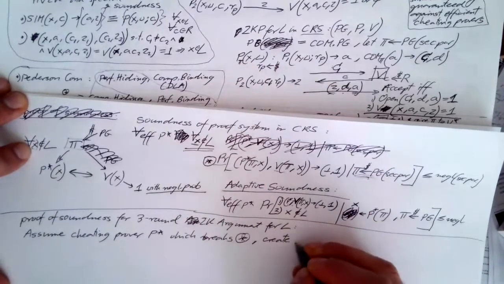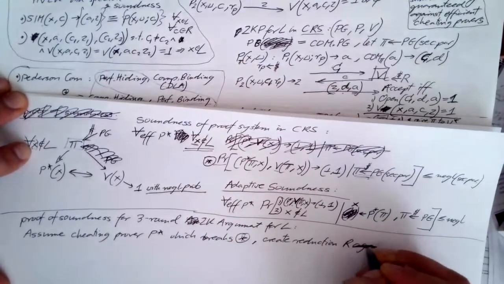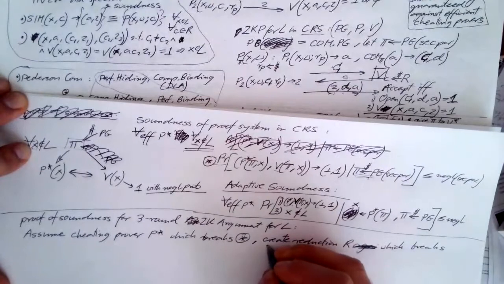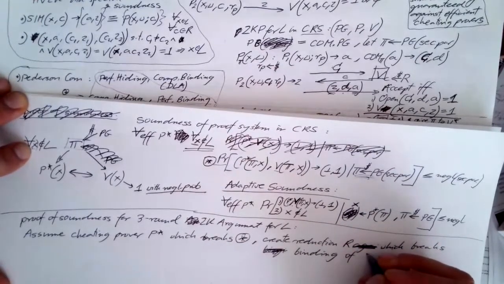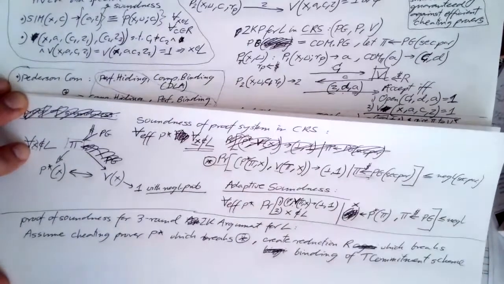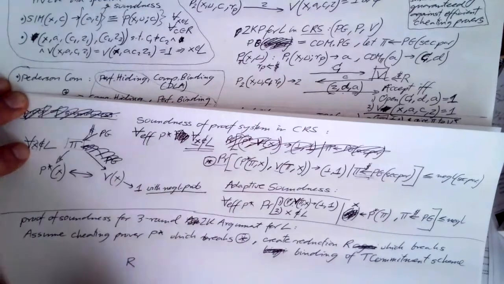And create a reduction R which breaks the binding of the commitments, of the trapdoor commitment. Well, let's try to do that. So, what does the reduction get?